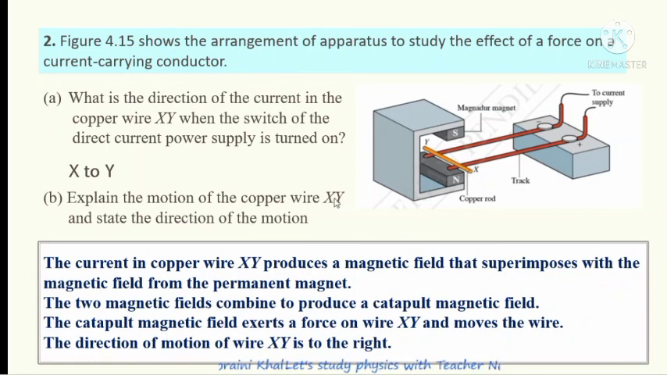Explain the motion of copper wire XY and state the direction of motion. The current in copper wire XY produces a magnetic field that superimposes with the magnetic field from the permanent magnet, meaning they interact. The two magnetic fields combine to produce a catapult magnetic field. The catapult magnetic field exerts a force on wire XY and moves the wire. The direction of motion of the wire XY is to the right. So here you can apply Fleming's left-hand rule to determine direction.